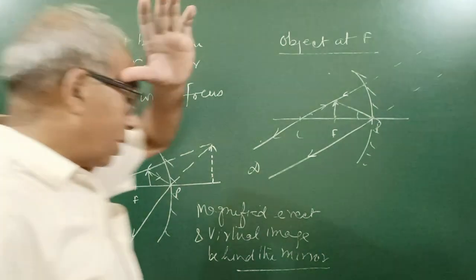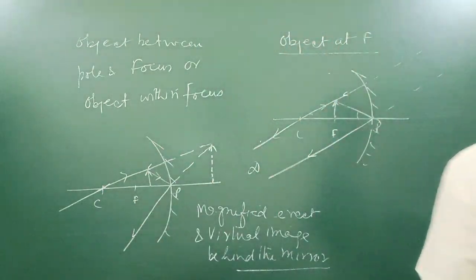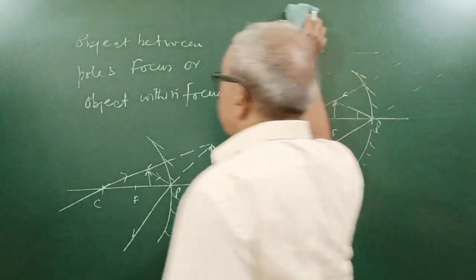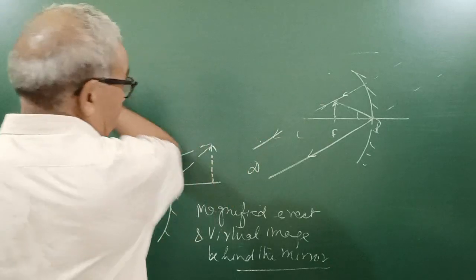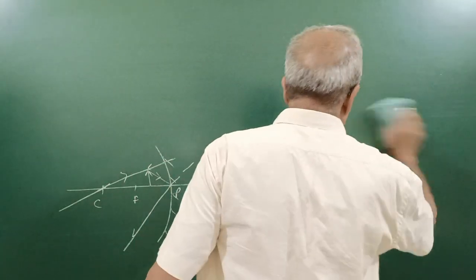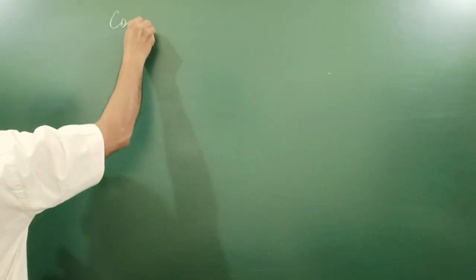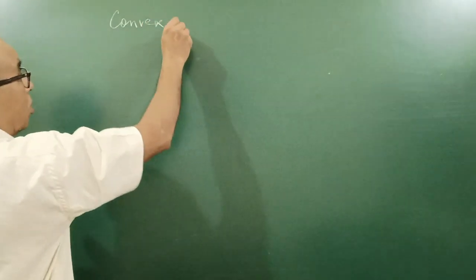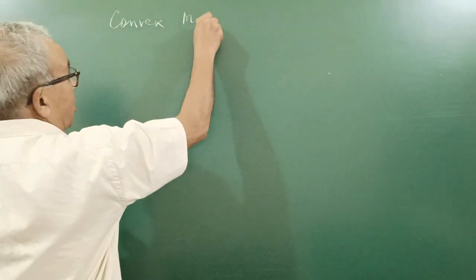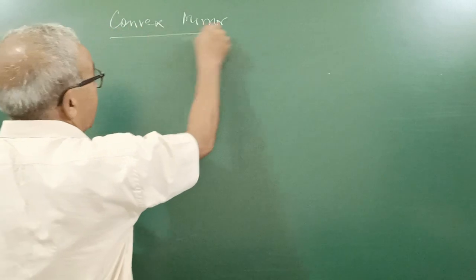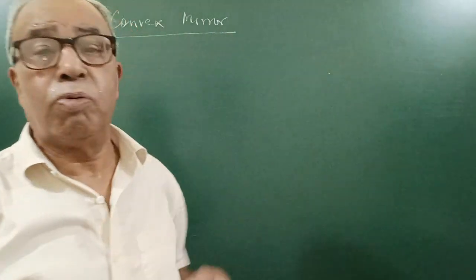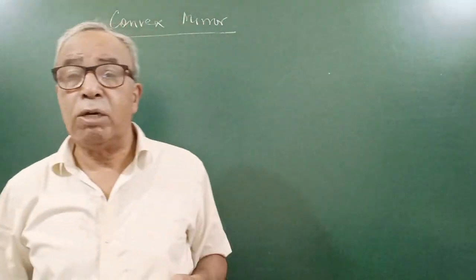Now these all are the image formation in concave mirror. Then what happens to convex mirror? This is a trouble for students, convex mirror. Image formation in convex mirror. I have told you that a real image can be taken on a screen, means we can locate its position, but a virtual image cannot be located.